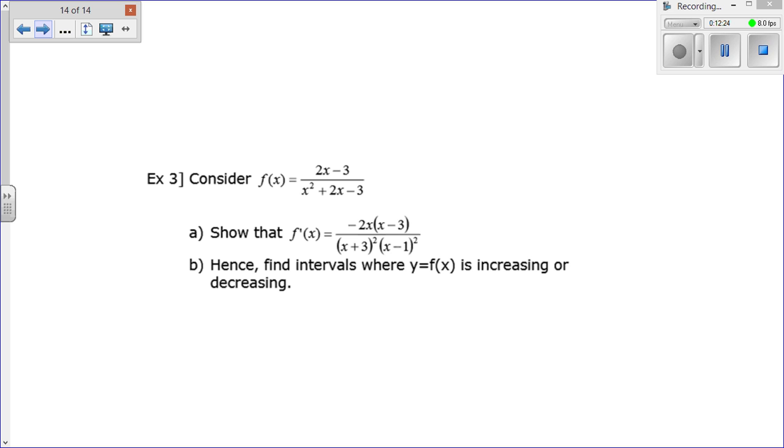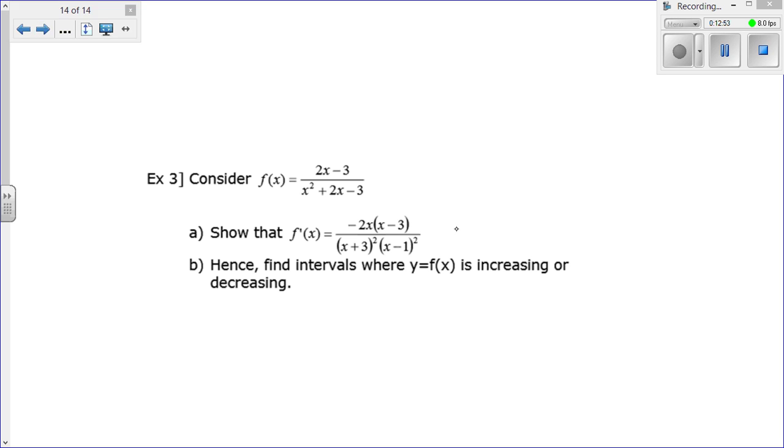It says consider f of x equals 2x minus 3 over x squared plus 2x minus 3. Show that f prime of x is equal to negative 2x times x minus 3 over x plus 3 squared times x minus 1 squared. Hence, find the intervals where y equals f of x is increasing or decreasing. Well, the good news is they're telling you what the derivative is.